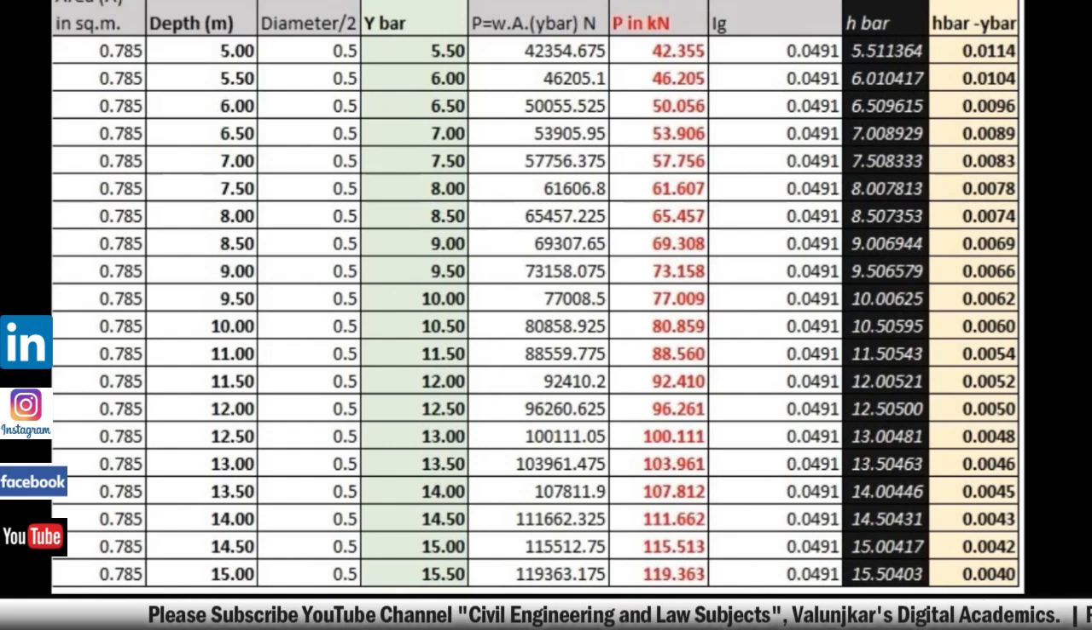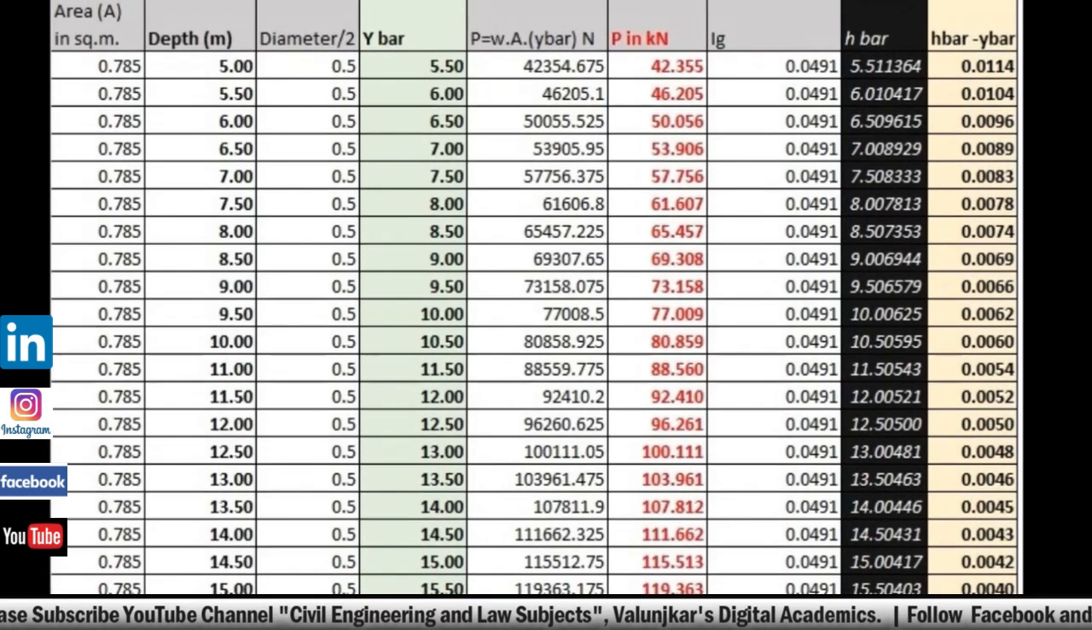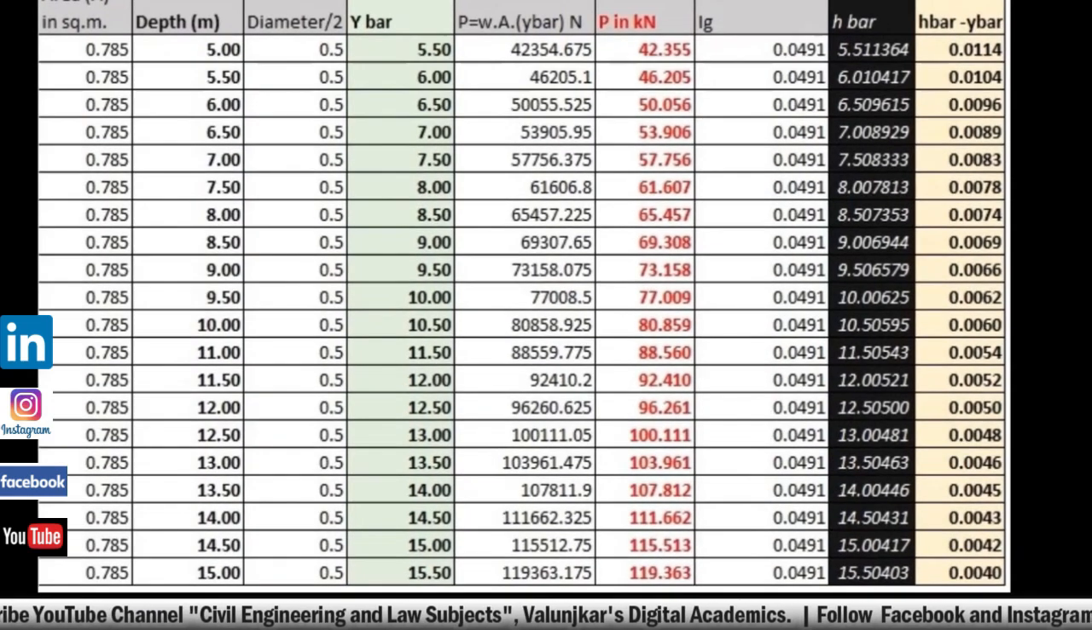Area is constant here. Then depth is changing every time: 5, 5.5, 6, 6.5, and so on, up to 9.0 and 10. Up to this point the examiner asked. Then I have elongated this problem, so I took it up to 15 meter.